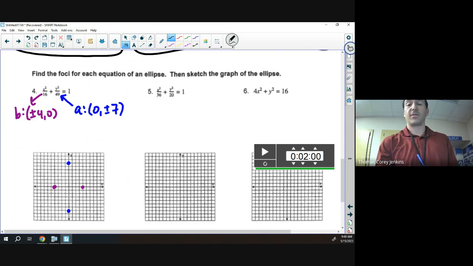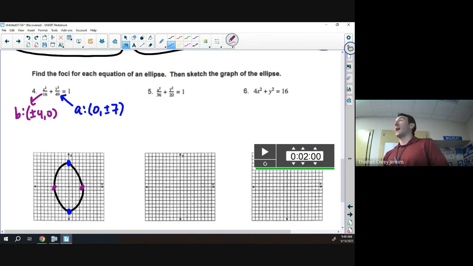But we will address the focus, so I'll go ahead and sketch my little egg best I can. It won't be perfect. As you can see, mine is not. But you just do your best. Go through all your vertices. Okay, that's really all you need to graph it, all right?